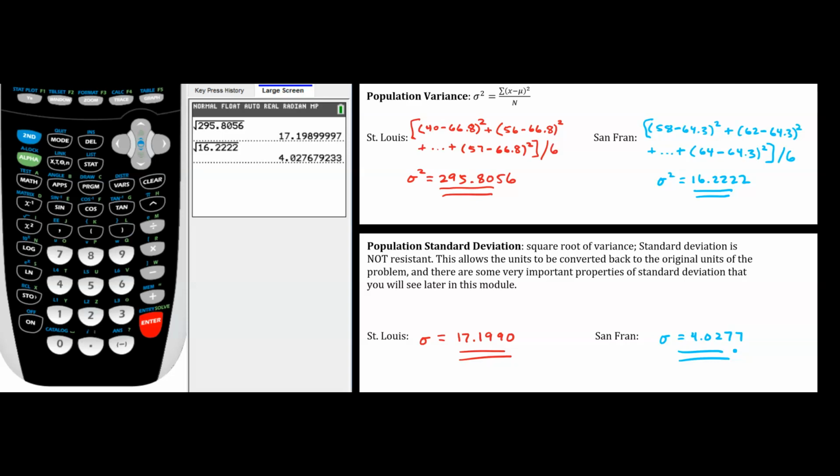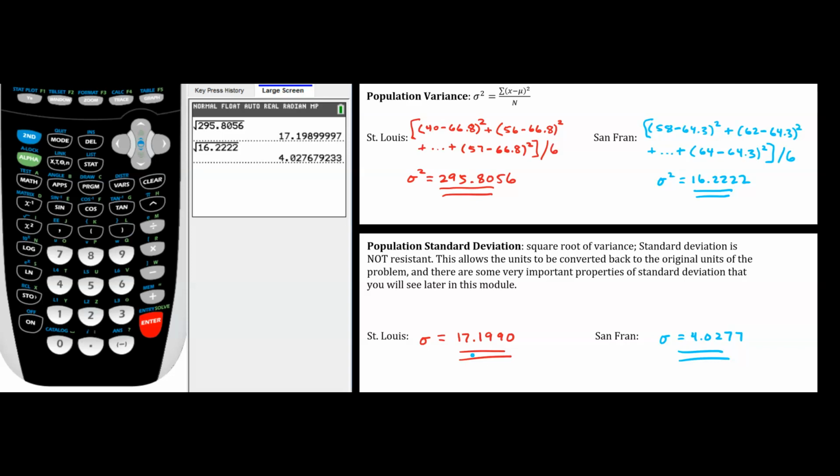And once again, we can compare this standard deviation with this standard deviation, and it allows us to draw the same conclusions that we drew when we were comparing variances and when we were comparing ranges. We're seeing that the variation or the spread in the data is much greater for the St. Louis data than it is for the San Francisco data. But population standard deviation is particularly handy for a couple of reasons that variance isn't.